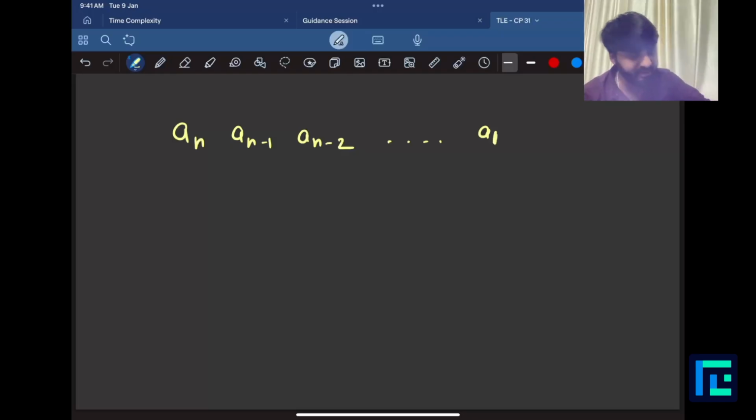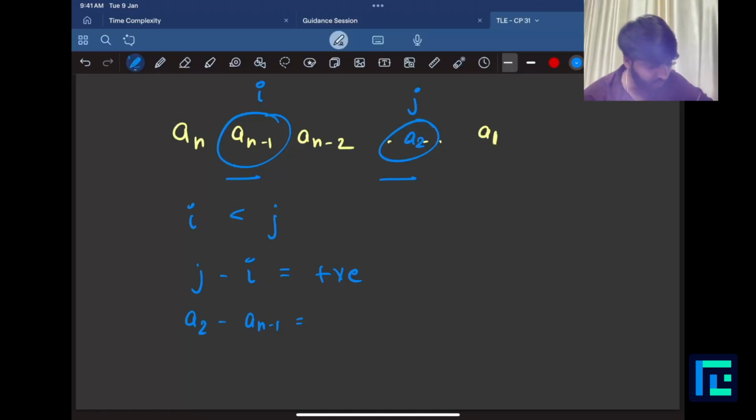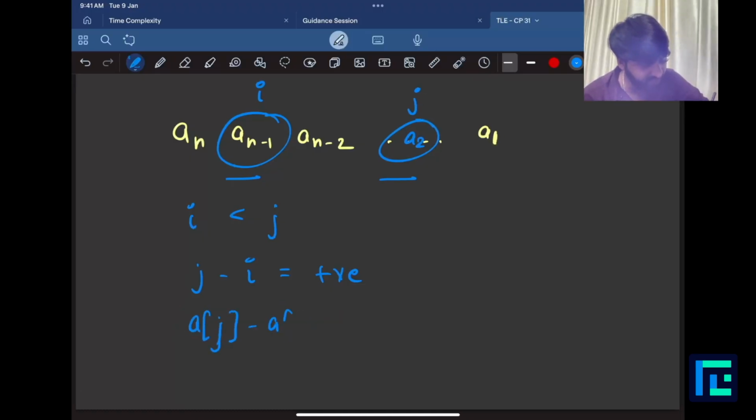Now, if you pick up any two numbers, let's say I pick up this one and this one. If this is index i and this is index j, then i will be less than j. That means j minus i will of course be a positive value. But because the array is reverse sorted, if I figure out a_j minus a_i, this is going to be negative.